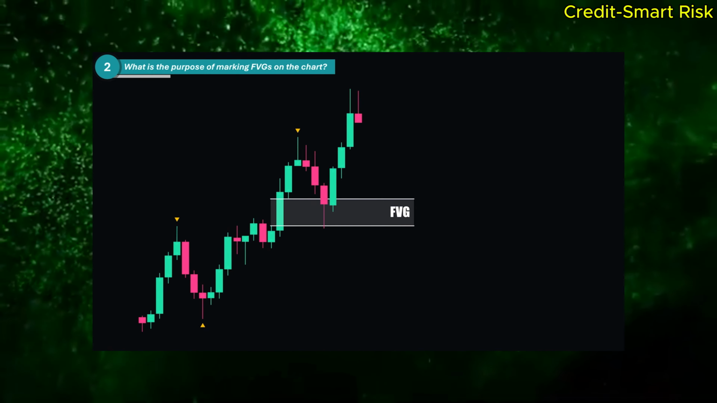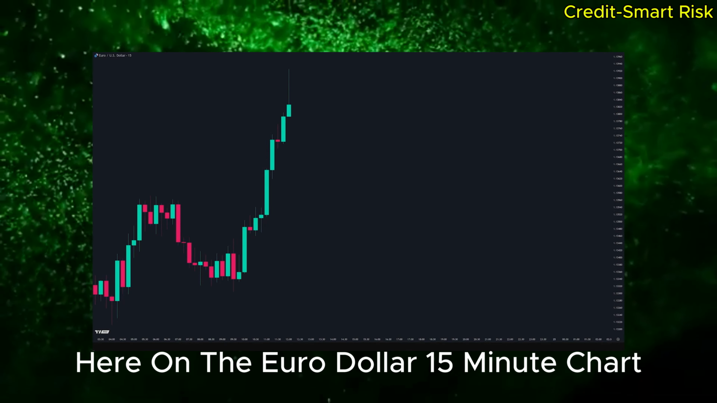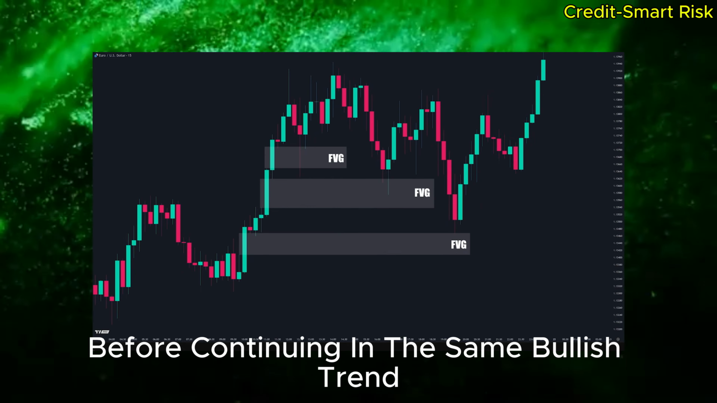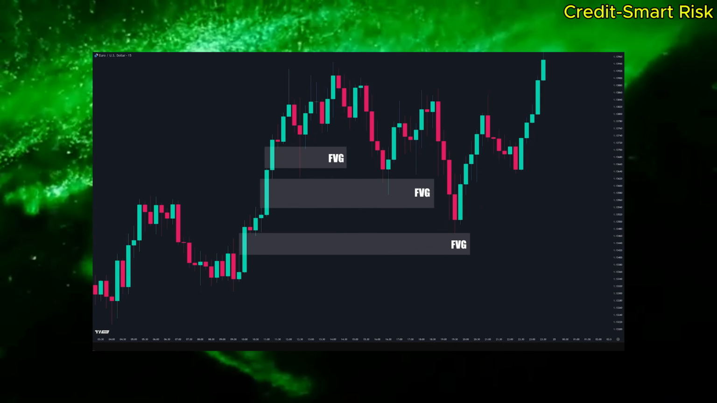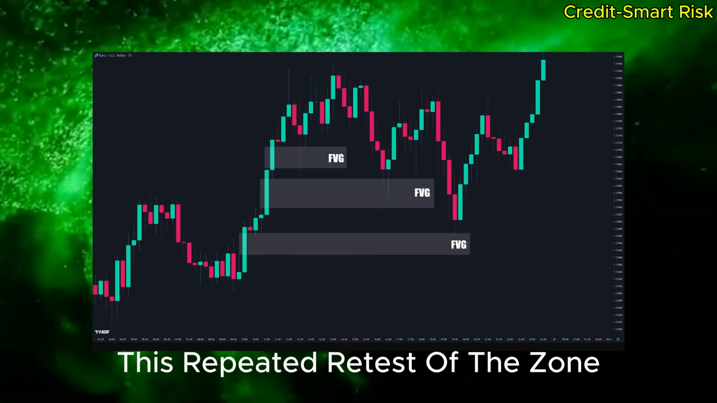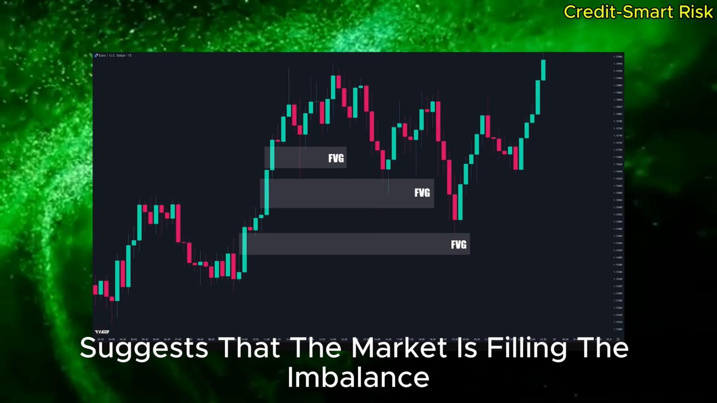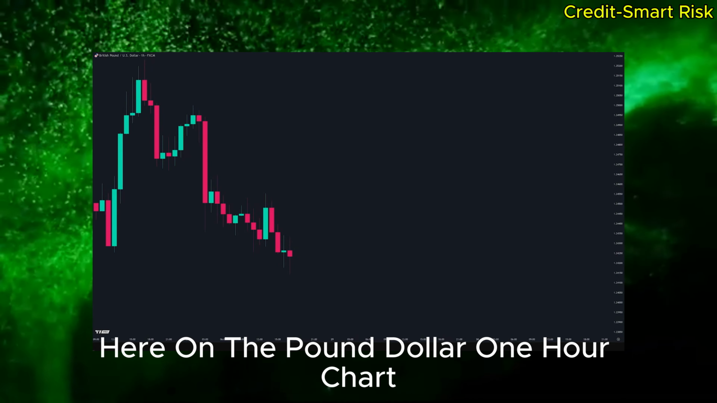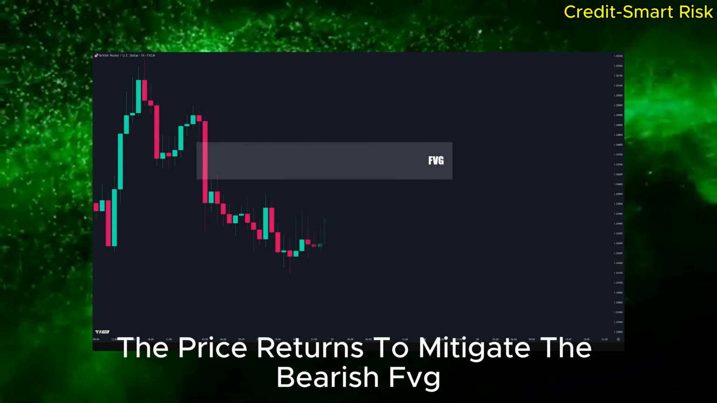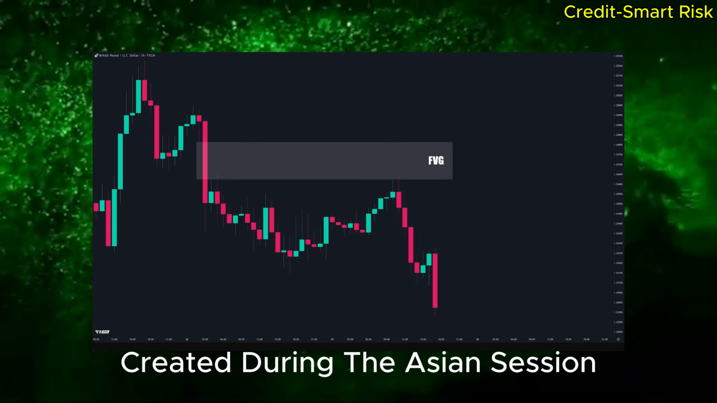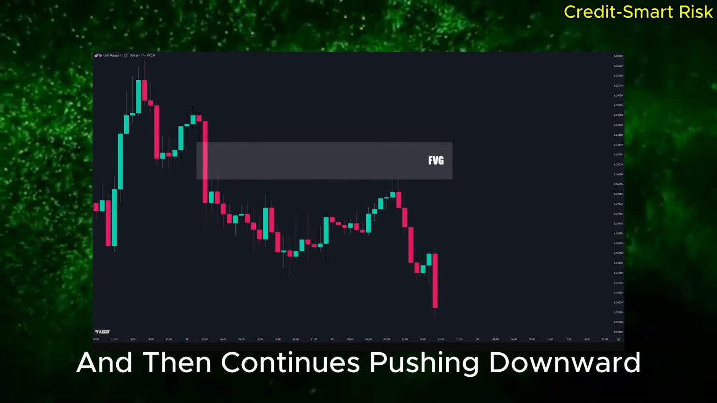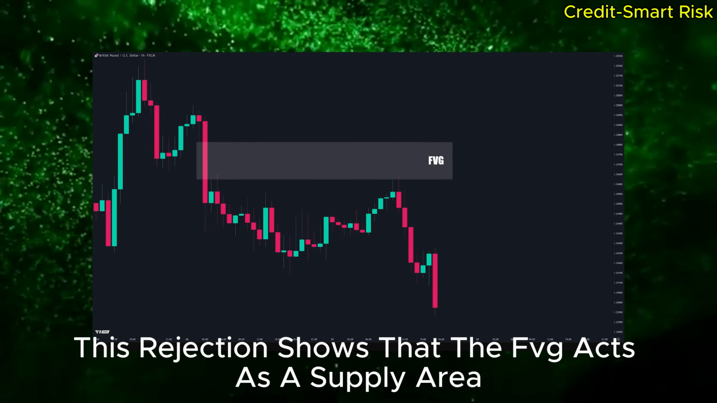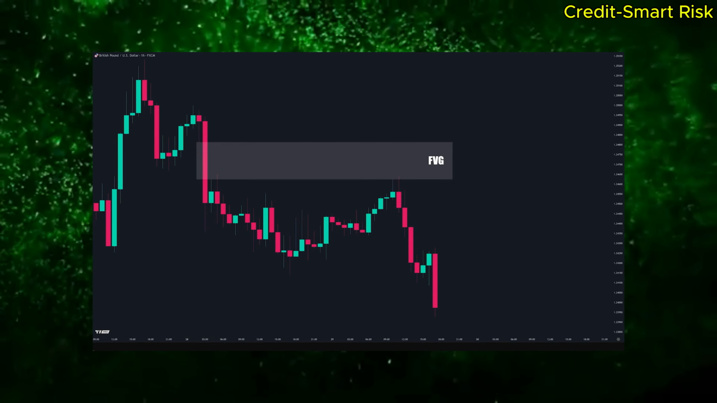Here on the Euro-Dollar 15-minute chart, notice how many times the price returned to the fair value gaps before continuing in the same bullish trend. This repeated retest of the zone suggests that the market is filling the imbalance before resuming its upward movement. Here on the pound-dollar 1-hour chart, the price returns to mitigate the bearish FVG created during the Asian session and then continues pushing downward. This rejection shows that the FVG acts as a supply where the selling orders are located.